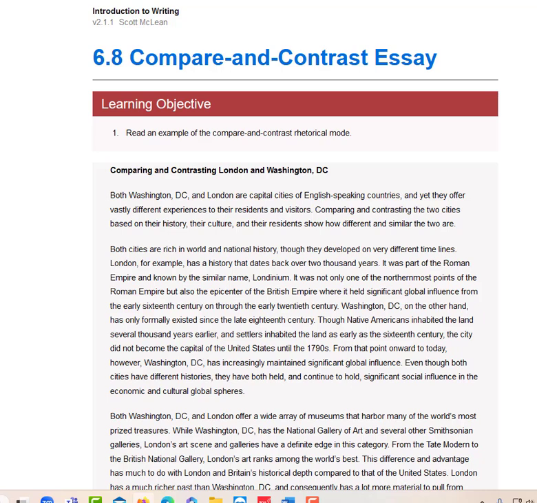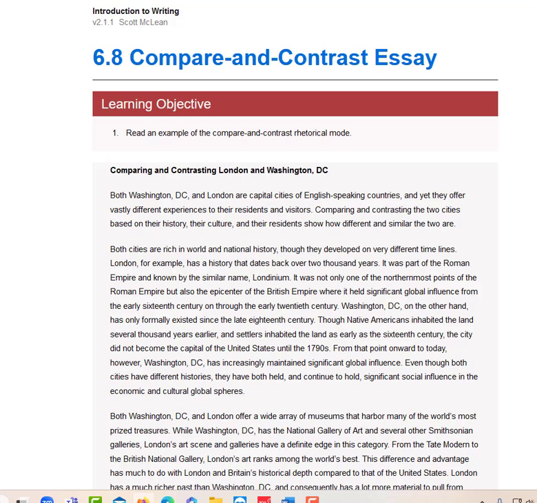It was part of the Roman Empire and known by the similar name Londinium, and it was not only one of the most northern points of the Roman Empire, but also the epicenter of the British Empire, where it held significant and global influence from the early 16th century on through the early 20th century. Washington, D.C., on the other hand, has only formally existed since the late 18th century. Though Native Americans inhabited land several thousand years earlier and settlers inhabited the land as early as the 16th century, the city did not become the capital of the United States until the 1790s.